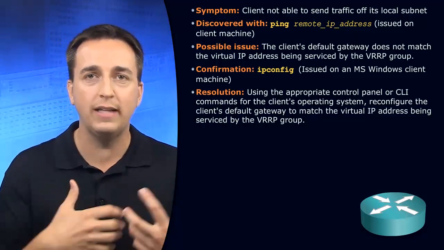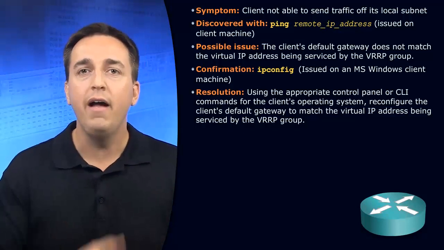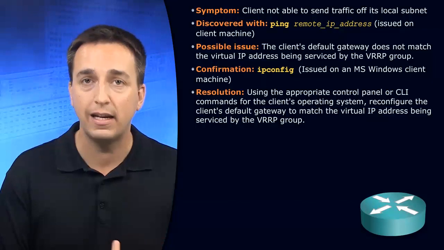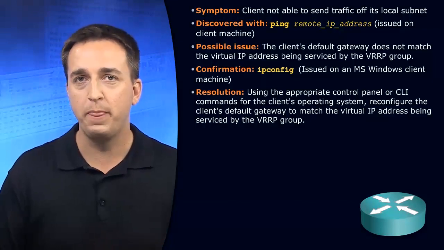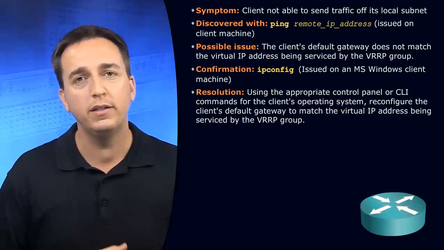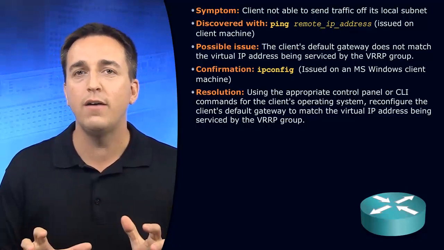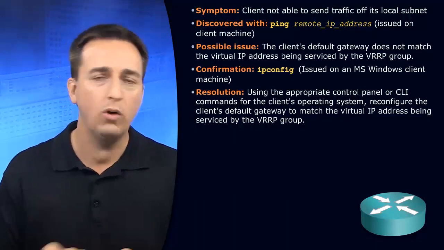So it's all about checking the client in this particular case, looking at the output of ipconfig and verifying that the default gateway has been configured correctly, whether it's a static configuration or via a DHCP server. However, what about a situation whereby the client's traffic is going through the wrong device? What do I mean by that?